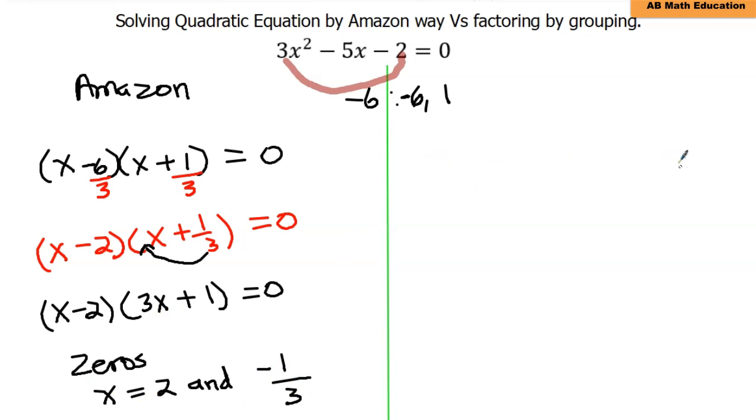Now let's go ahead and use the grouping method. In the grouping method, the same way, we multiply and we get -6, and then we are going to replace the middle term with these factors. So it's going to be 3x squared minus 6x plus x, or 1x, minus 2 equals 0. And then we regroup them, group them into two terms, and look for the factors.